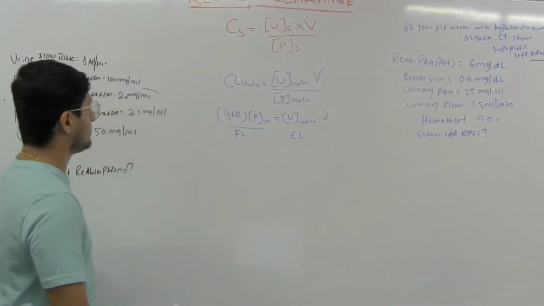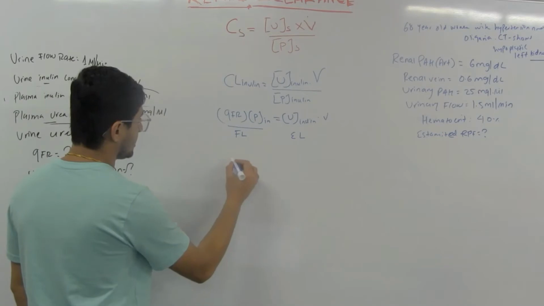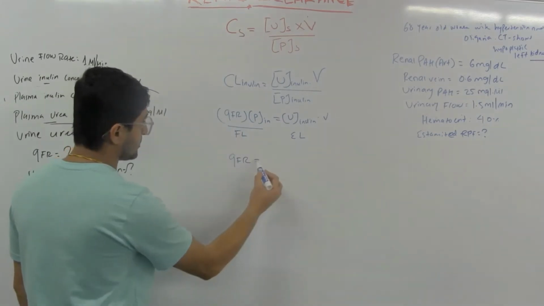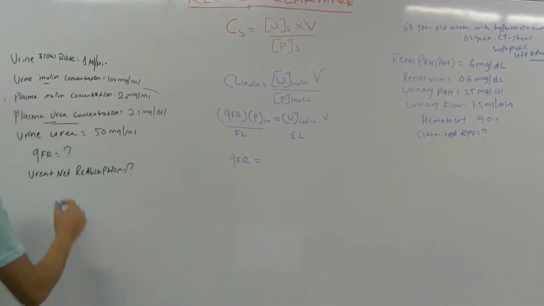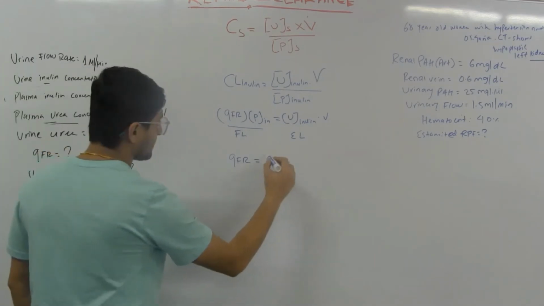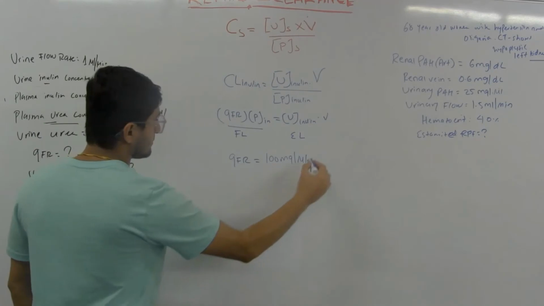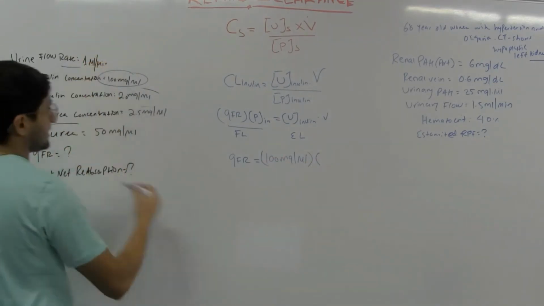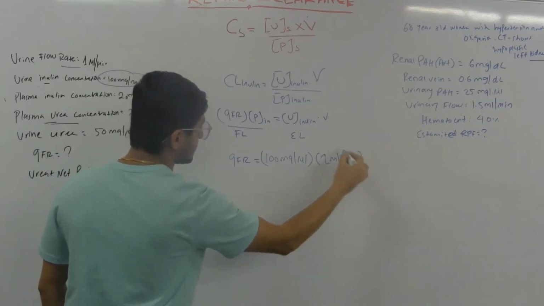Now if you come back here, let's use these equations. We're trying to find the GFR. So GFR, or clearance of inulin, is equal to my urinary concentration of inulin, which is 100 milligrams per ml. You multiply this by my urinary flow rate, which is 1 ml per minute.